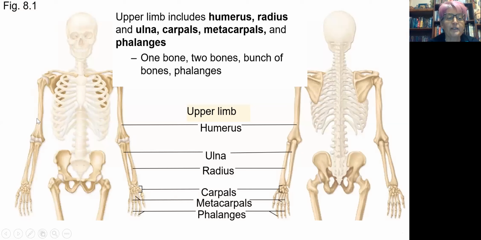So that was the pectoral girdle, the clavicle and the scapula. Now let's talk about the bones of the upper arm. We have this organization here: humerus, radius and ulna, carpals, metacarpals, phalanges. That's one bone, two bones, a bunch of bones, and then phalanges, and that is going to be the same in the arm and the leg. So hang on to that organization: one bone, two bones, a bunch of bones, phalanges, for the upper limb and the lower limb.